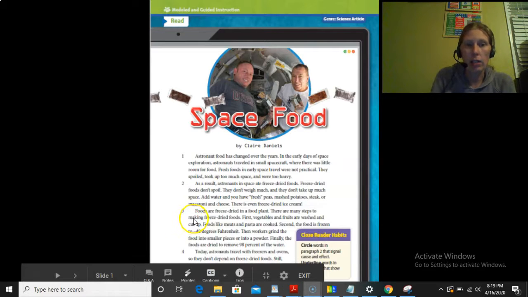Paragraph 3. Foods are freeze-dried in a food plant. There are many steps to making freeze-dried foods. First, vegetables and fruits are washed and cut up.